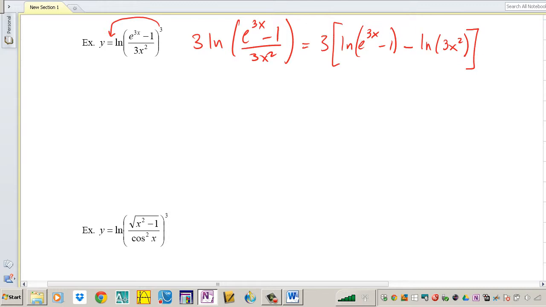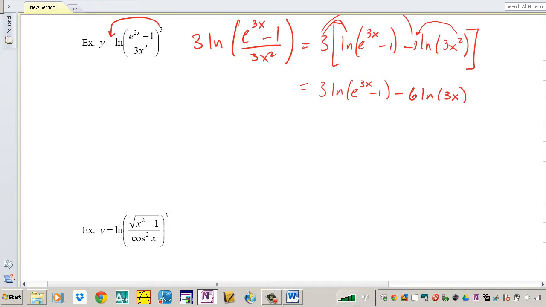Distributing the 3 will give me 3 ln e to the 3x minus 1 minus ln. Well, check this out right here. I'm distributing the 3. I'm going to distribute it here, so I'm going to go ahead and put 3 here already. Okay, but look at this. Now I have a 2 to go in the front of that, so it's going to be 3 times 2, which is really just 6 ln of 3x.